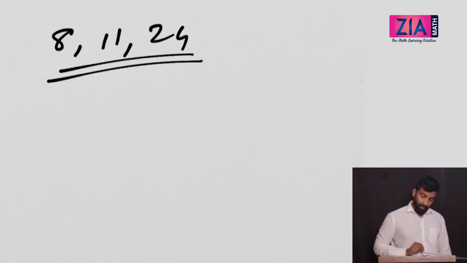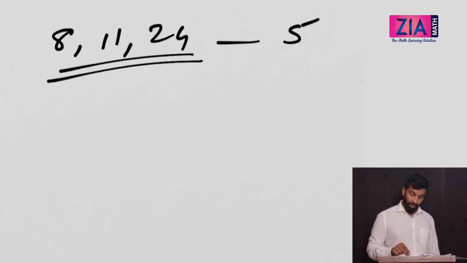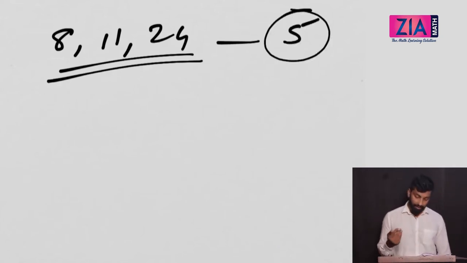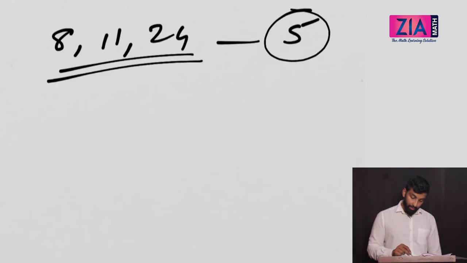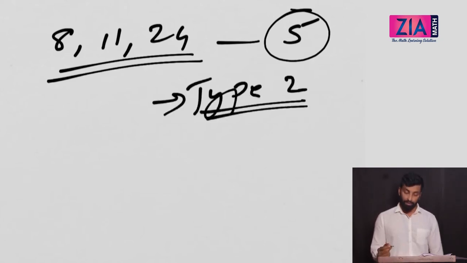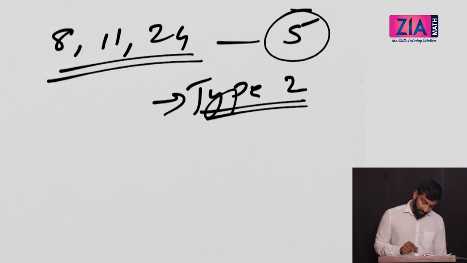Now in this question, you are asked to find a number which, when increased by 5, is divisible by 8, 11 and 24, right? So increased by 5, you can divide it by 8, 11 and 24. What does it mean? This belongs to our type 2, or the case 2 that we have discussed, where the difference between the divisor and the remainder is the same.